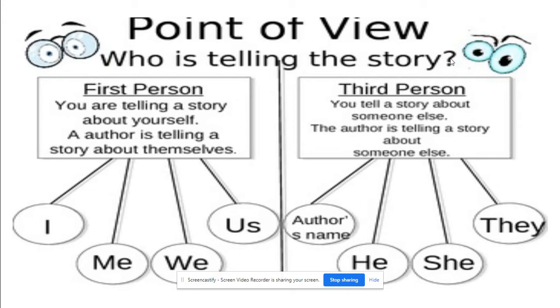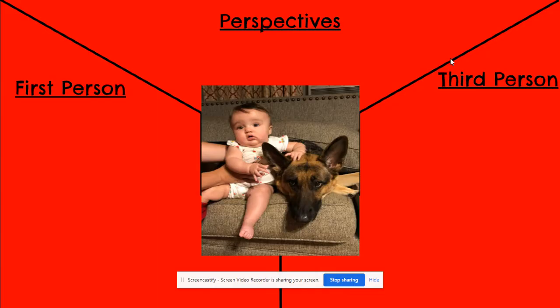For third person, the narrator telling the story is not a character. They are kind of on the outside looking in, telling the story. So you would see words like he, she, they, them, listing the characters' names. Those would all be proof that it would be a third person. So next we're going to look at some pictures and write some different points of views and perspectives.